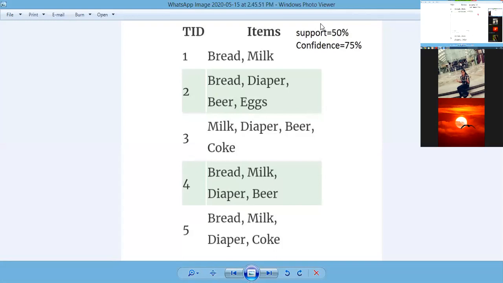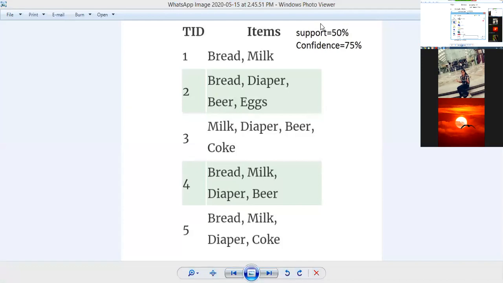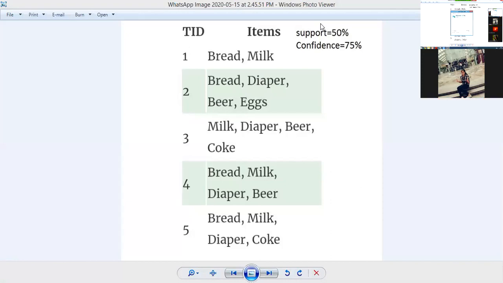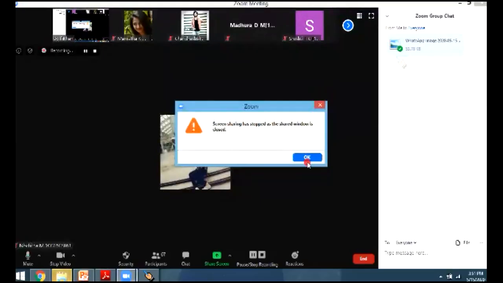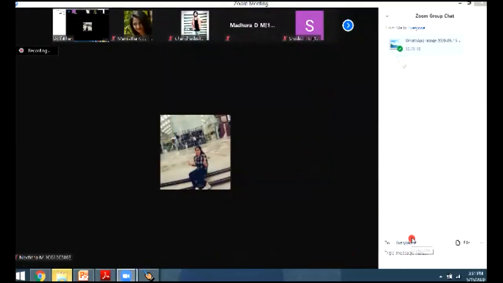Did you people get it? Okay, let me upload the file into the chat. Uploading the file. Okay, I think everybody got the file successfully. Okay, that's good. Everyone got the file. Anything apart from this?